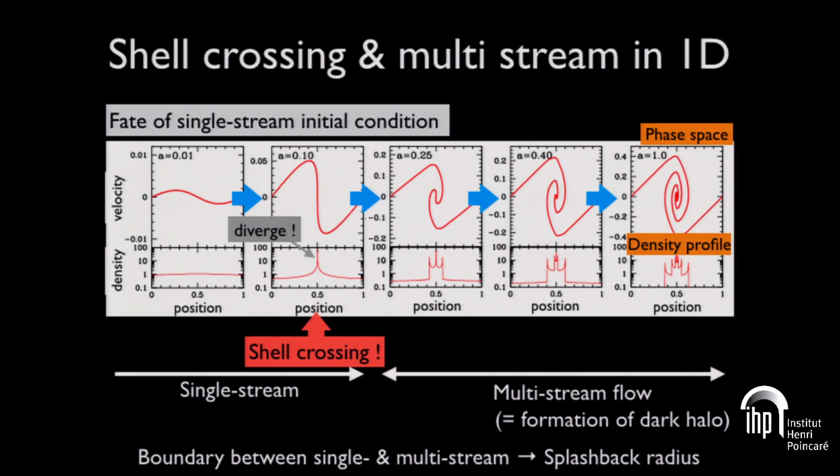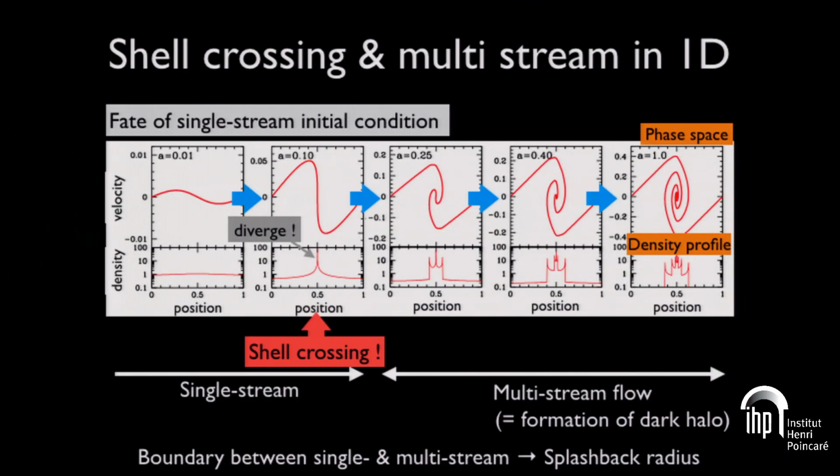After this shell crossing, because dark matter is collisionless, the mass elements pass through each other and start to go back and forth, and finally you end up with such a spiral pattern in phase space. This is the formation of dark matter halos. This spiral pattern means that at a given position, the velocity is multi-valued. So you see this is a multi-stream flow.